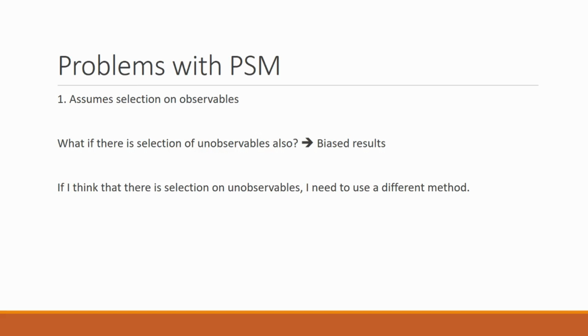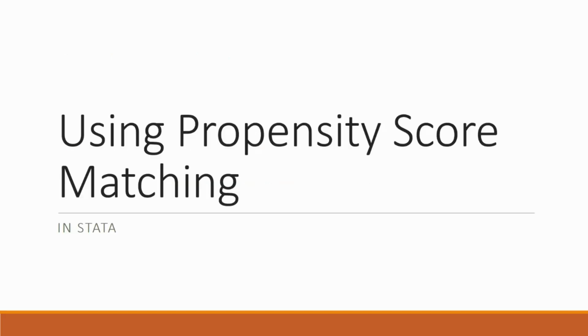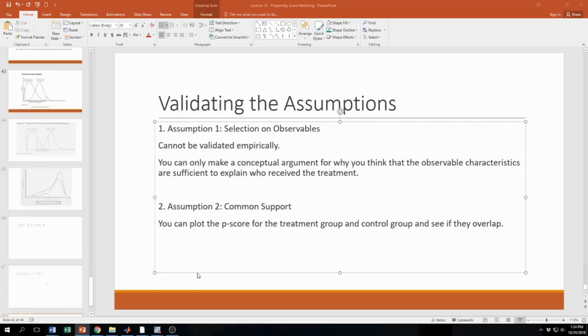All right, and then lastly, the problems with propensity score matching. The biggest problem is that first assumption, selection on observables. Selection on observables is a very hard assumption to make. And if there is selection on unobservables also, then our results will be biased. So if you think that there is selection on unobservables, that means we need to use a different method. Those are the drawbacks of propensity score matching. Now let's do it in Stata.